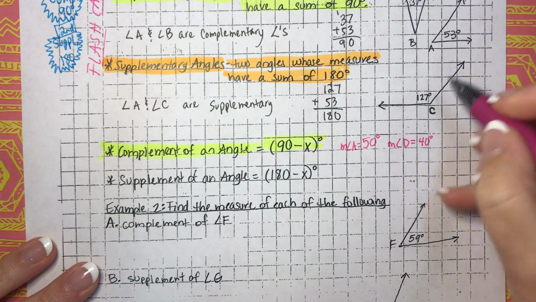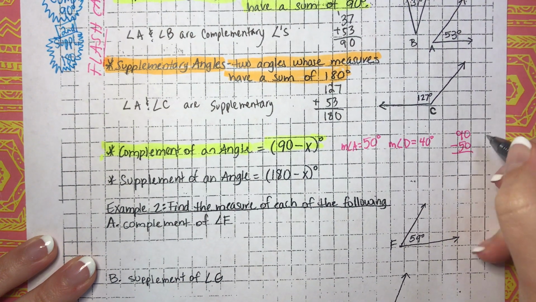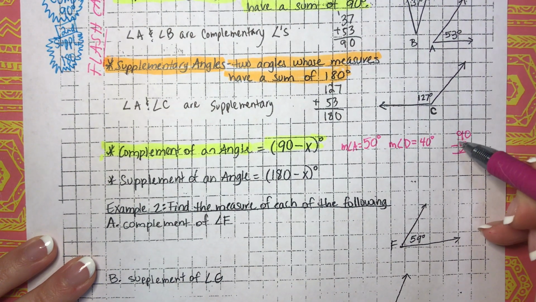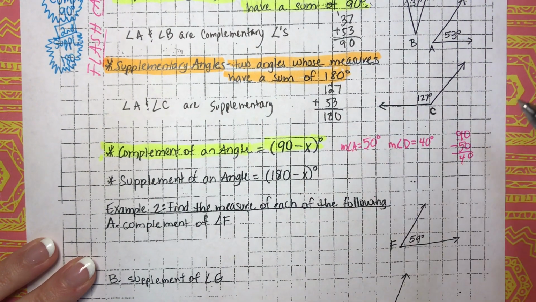But if we didn't know that, how would we get it? Well, we would go 90 minus 50, right? We would go 90, because that's the complementary, minus 50, and then that would give us the 40. And so that's exactly what's happening.